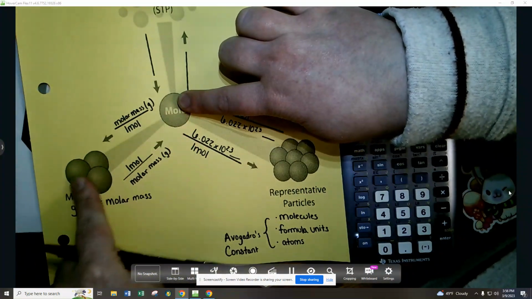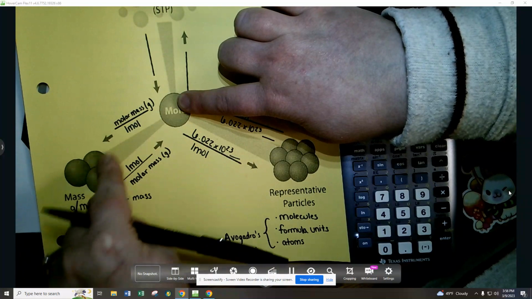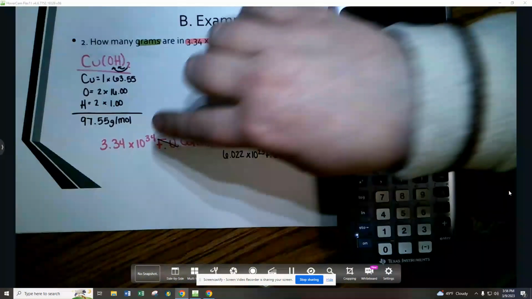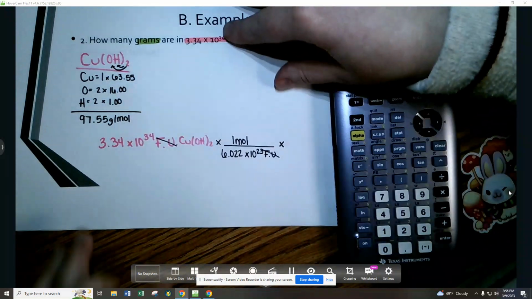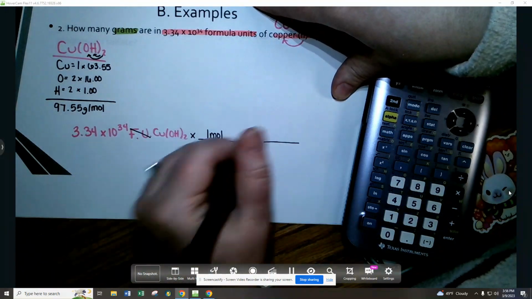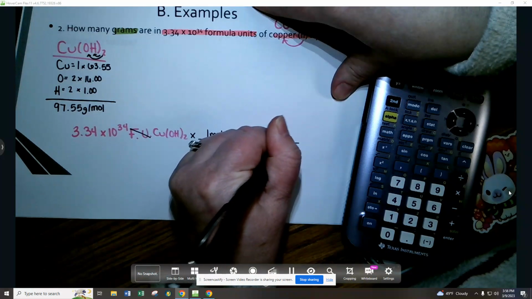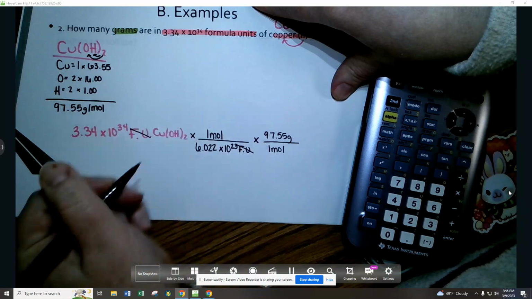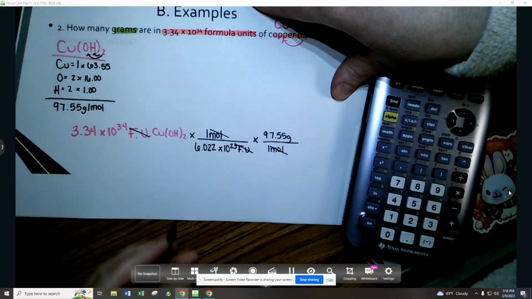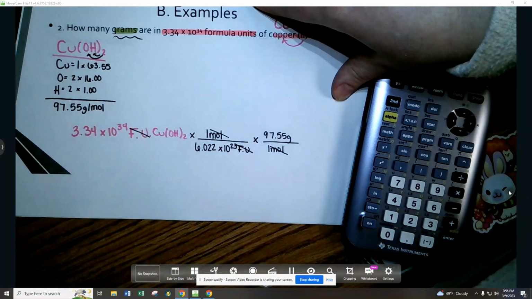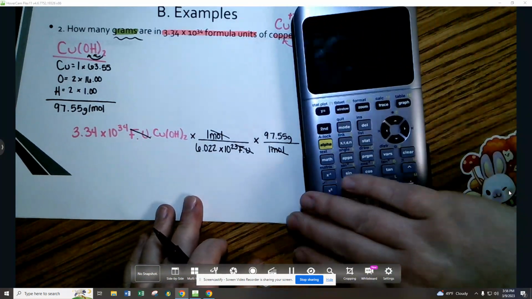From there, I need to get to mass. In order to get from here to here, following my directional arrows, I need molar mass. I already have that done. In order to make units align, I'm going to divide by 1 mole, and I'm going to multiply by 97.55. I see that my units have canceled orderly, and that I got what I'm asked for. I have a unit of grams.